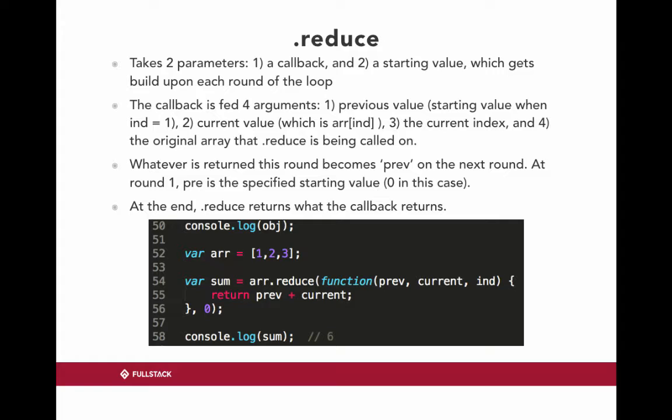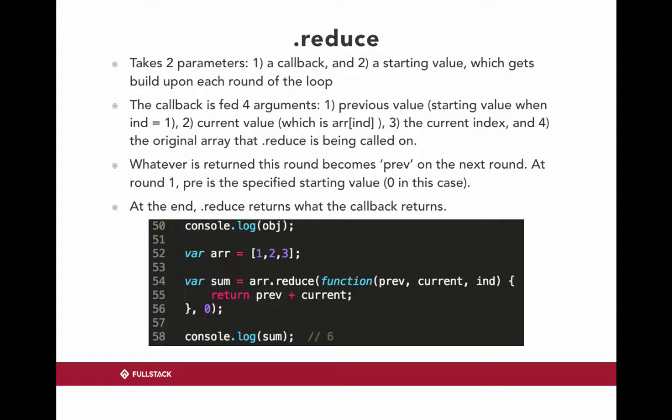Now, let's follow through what's actually happening in this example. When .reduce starts its work, the index is going to be 0, current is going to be 1, and prev is going to be 0, because that's what we fed in as a second parameter. And the callback returns prev plus current, so 0 plus 1. Now we go to the next round of the loop. Now prev is 1. You weren't supposed to guess that. That's just how reduce works. Prev is whatever was returned the previous time by the callback.